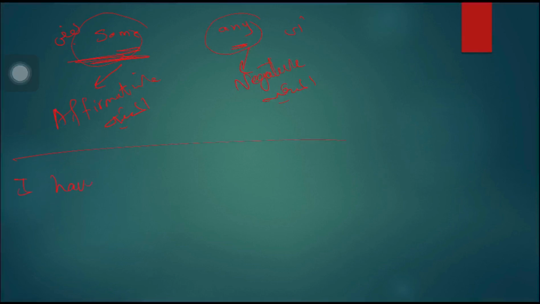ناخد examples. I have oil for example. هنقول مثلا some or any. مثال تاني: I have, okay, tomatoes.